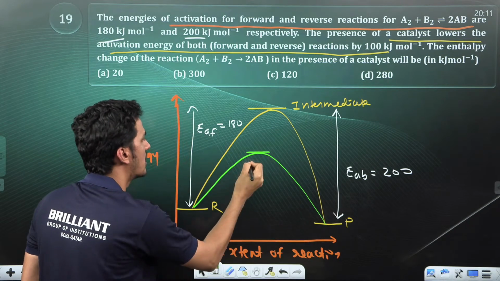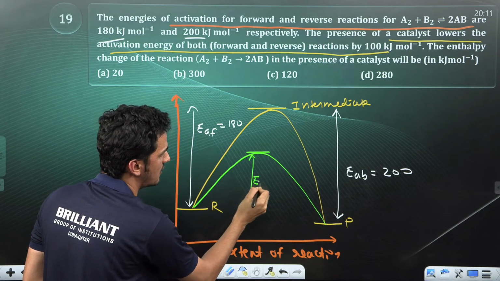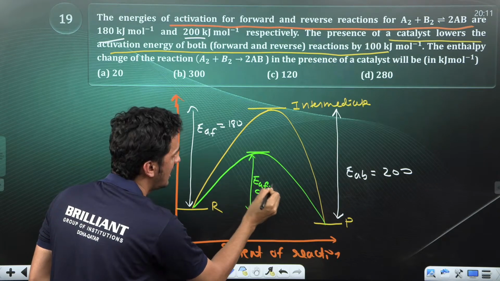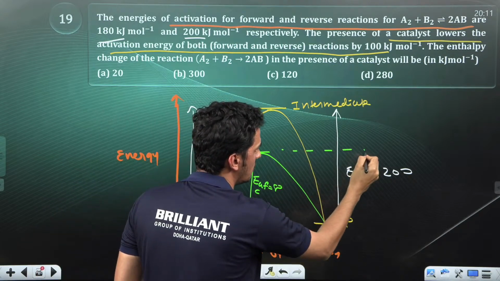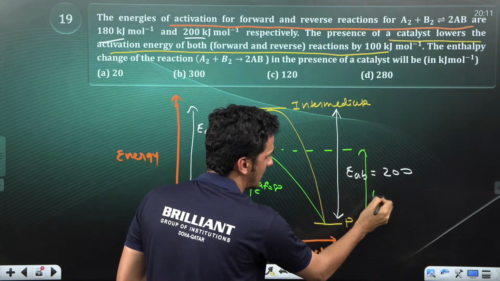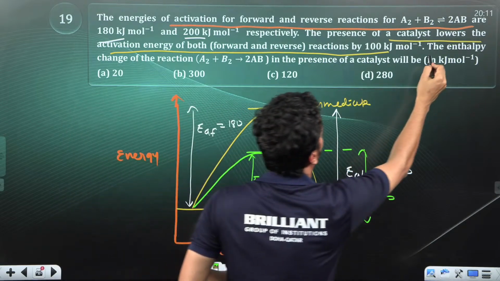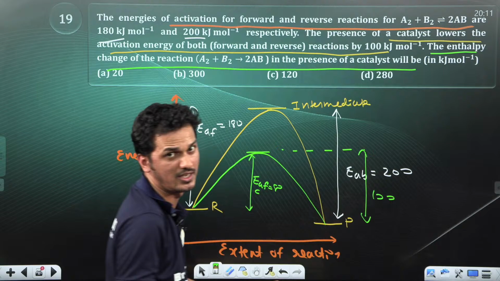So now the energy of activation for forward, from reactant to here, is the energy of activation for forward in the presence of catalyst. In green color I am showing the catalyst. That 180 becomes 80. And this, from here to here, becomes 100. Now this is the question they are asking: the enthalpy change for the reaction in the presence of catalyst will be.